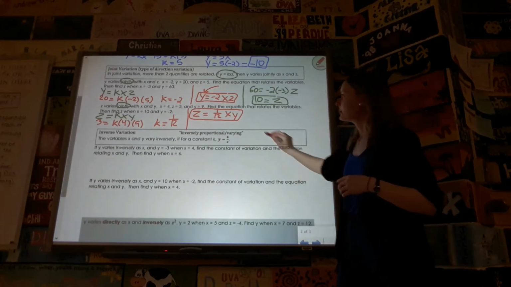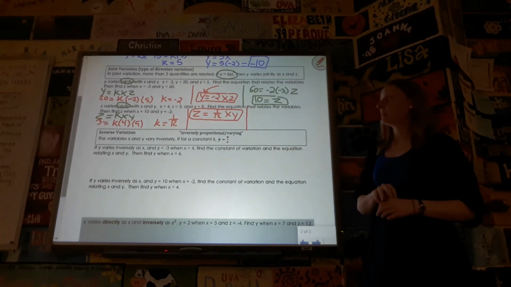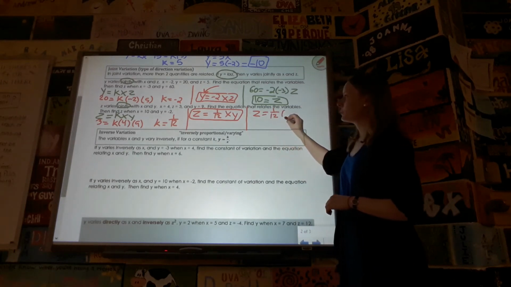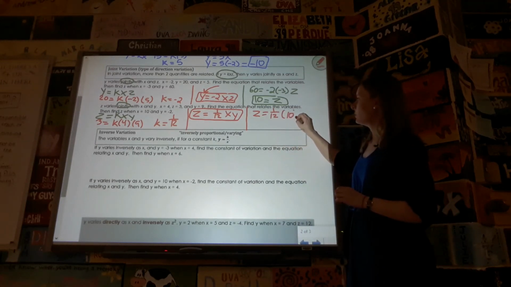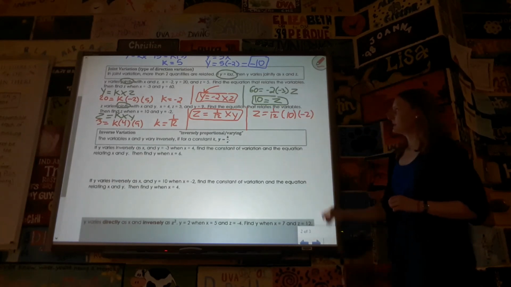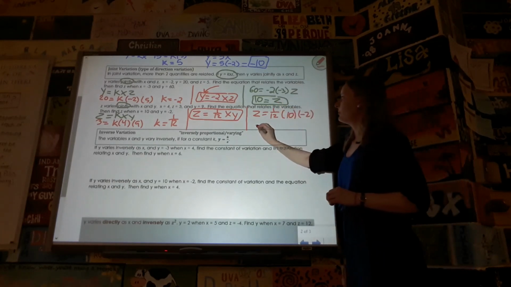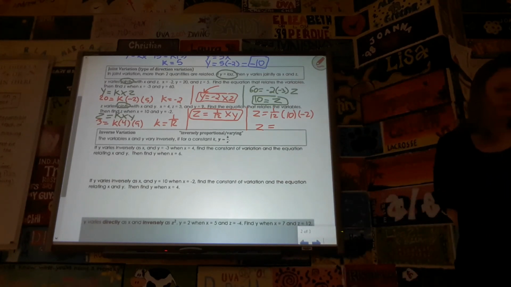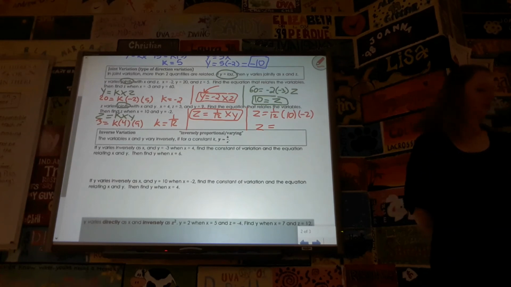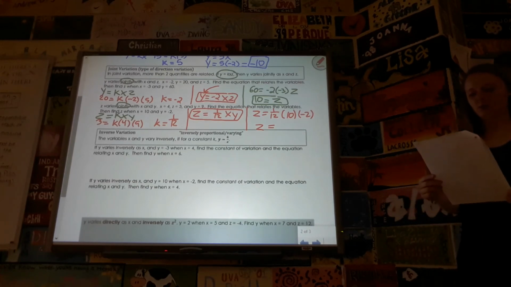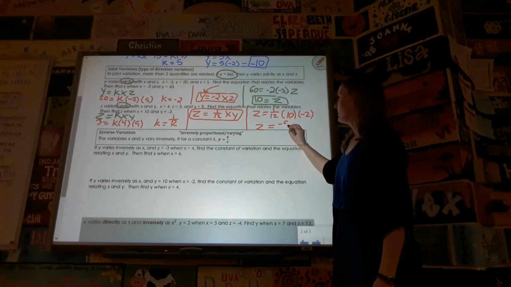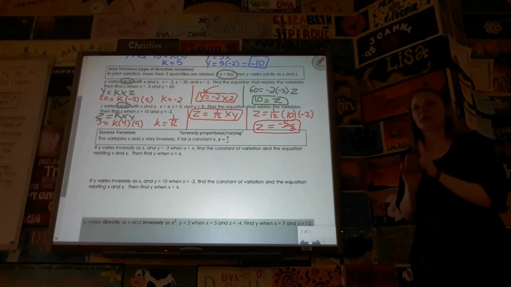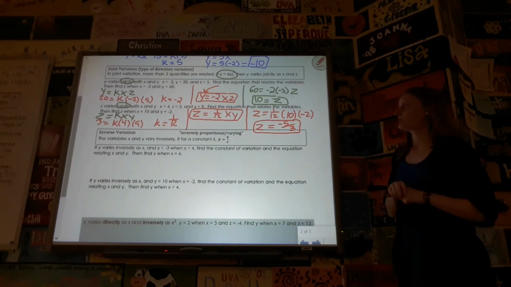Okay, and then lastly it says find z when x is 10 and y is negative 2. So I'm going to plug in those values. I already know this is 1 over 12, x is 10 and y is negative 2. So that's going to be negative 20 divided by 12. What would that be as a simplified fraction? Negative 5 over 3. Just as a rule of thumb, for variation, let's just keep everything as simplified fractions.